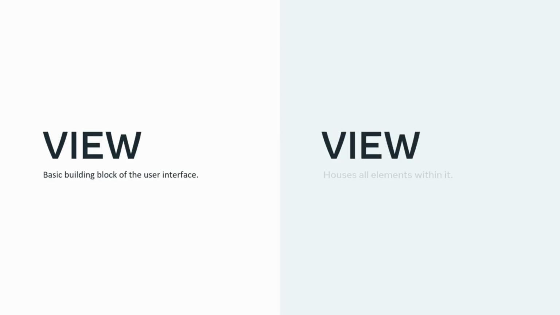In mobile development, a view is the basic building block of the user interface. It is a small rectangular element on the screen. The view houses all elements within it. It is the very first component you will need in your app.